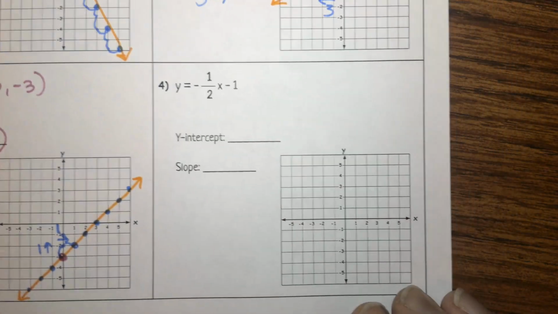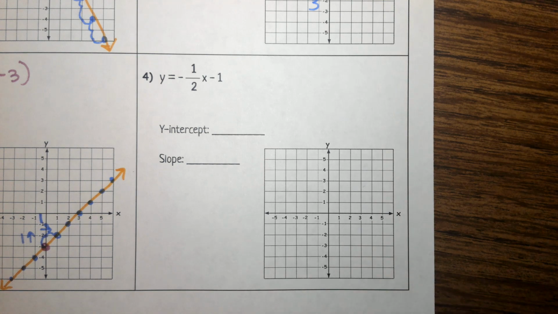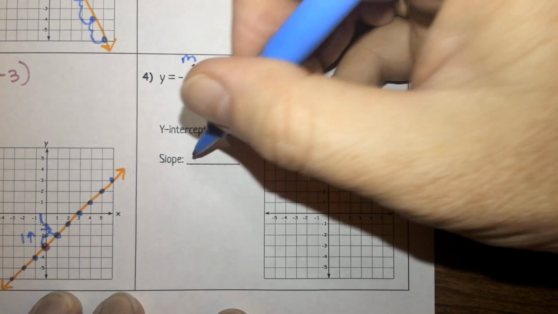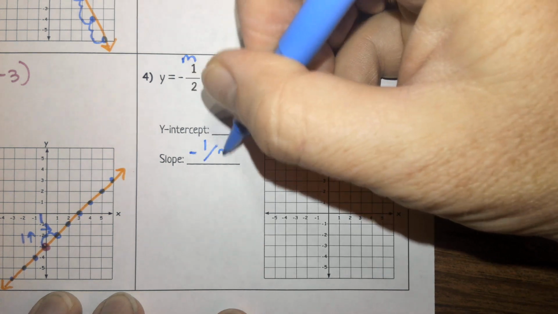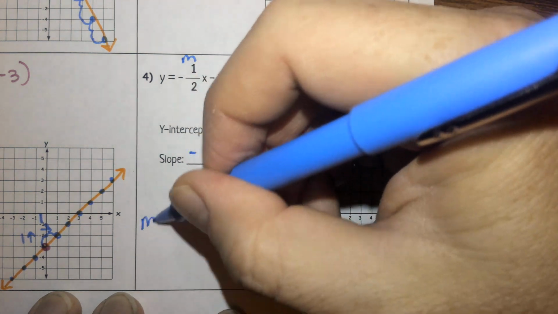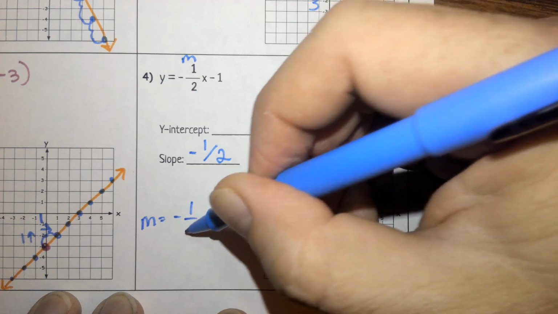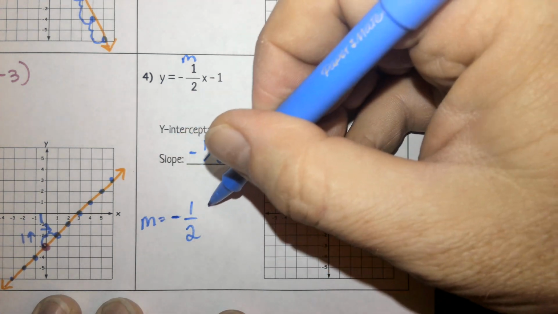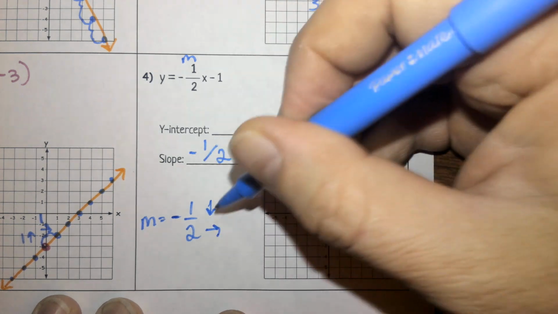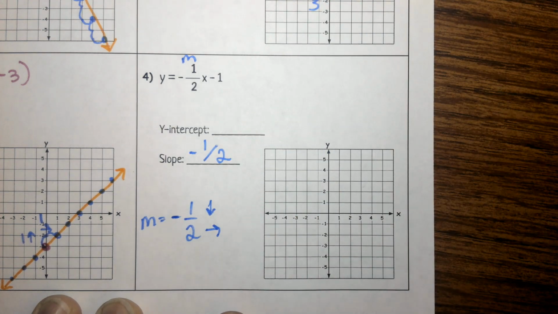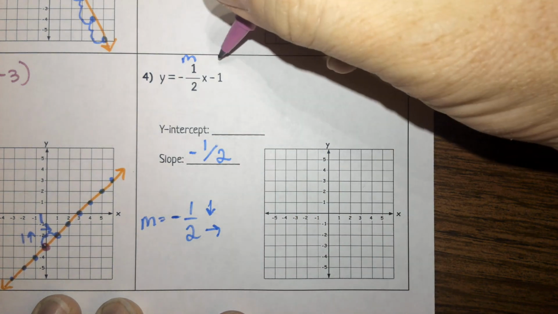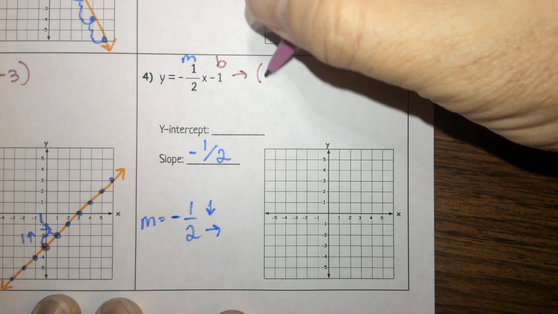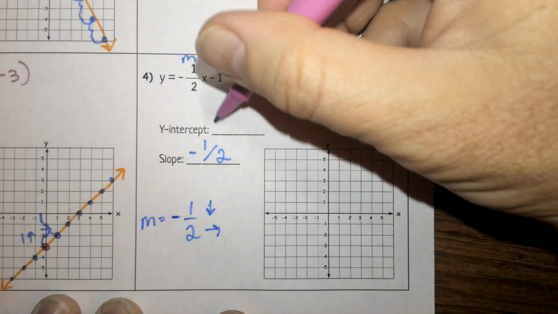All right, last question on here is number 4. So we have m is -1/2 and m is slope. Okay, so we have m is -1/2. So our rise, because it's negative this time, it's going to be down 1, right 2. That's our slope, sorry. Our y-intercept, I almost said the wrong thing. 0, -1.